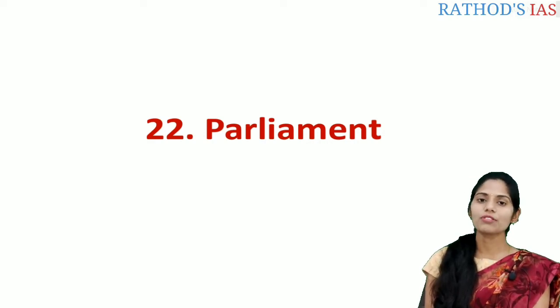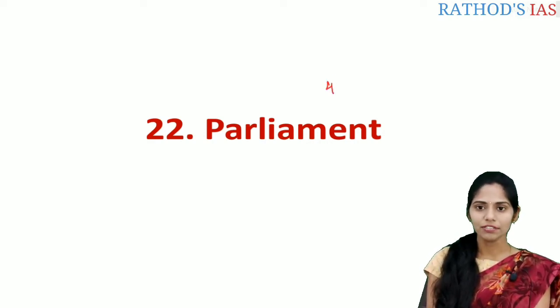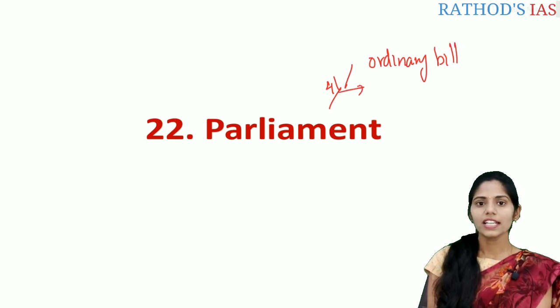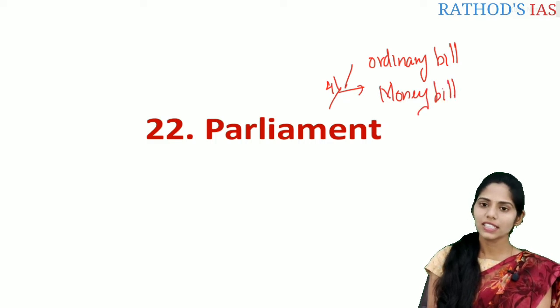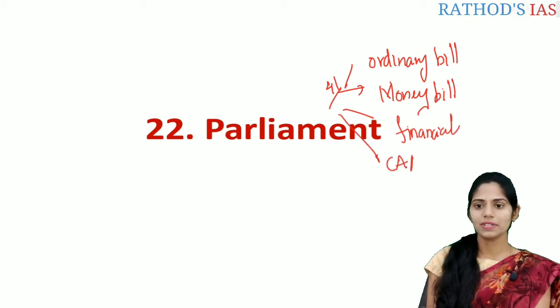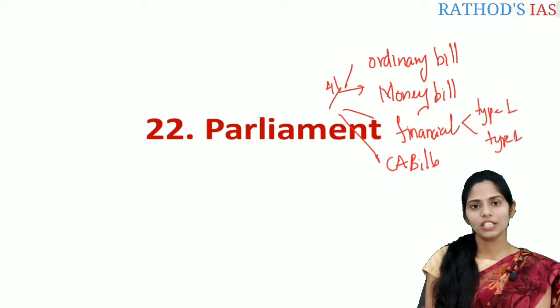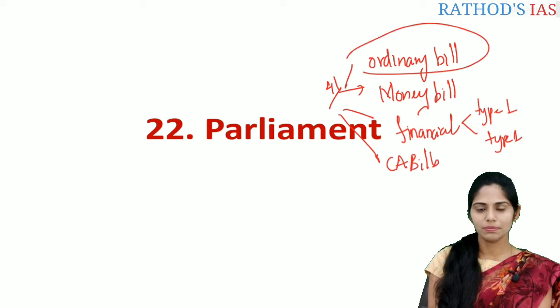If you see the types of the bills in the parliament, there are mainly four types. The first type is ordinary bill. Second type is money bills. Third type is financial bills. And the fourth type is constitution amendment bills. If you see in this financial bill, there are two types, that is type 1 and type 2. So in this video, we are going to see the ordinary bill.